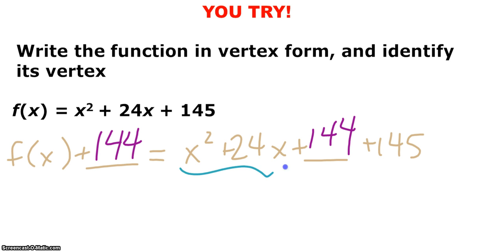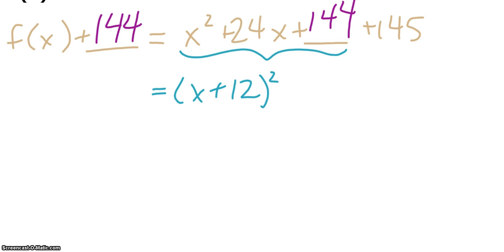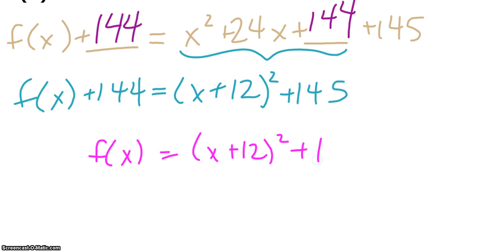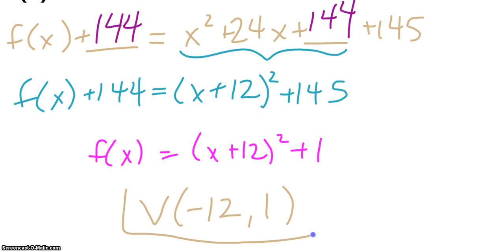So factoring out this trinomial, I get x plus 12 squared, because 12 times 12 is 144, 12 plus 12 is 24. So keeping the 145 here and the f of x plus 144 here. Alright, so in order to solve, we got to subtract 144 from both sides. So I get x plus 12 on the inside of the parentheses, 145 minus 144 is plus 1. So the vertex we're looking at here is negative 12, positive 1.